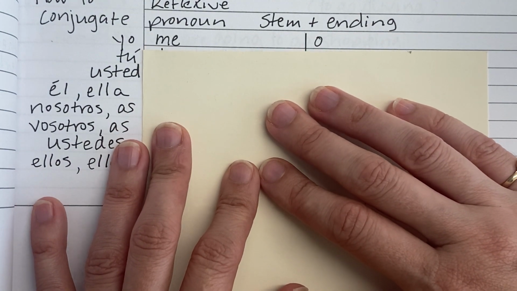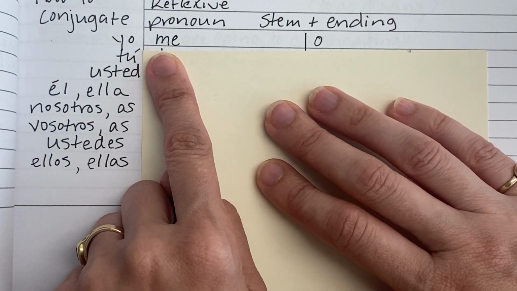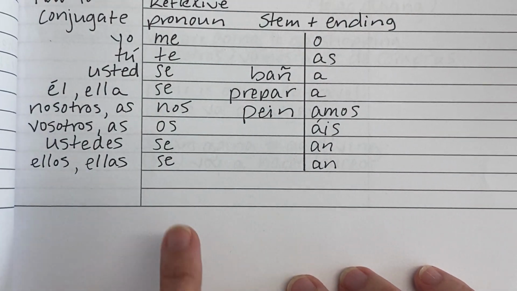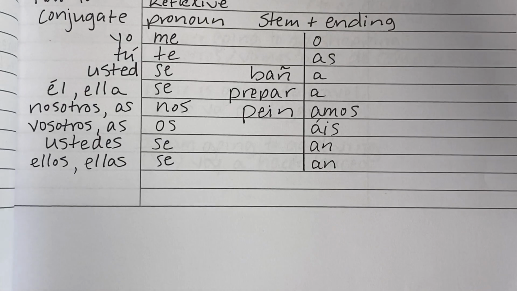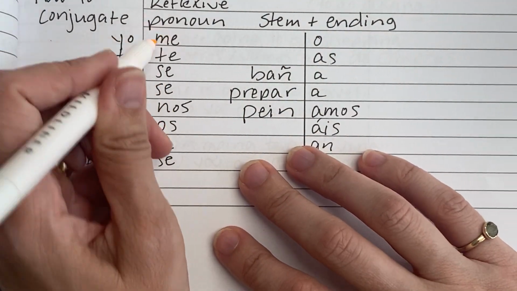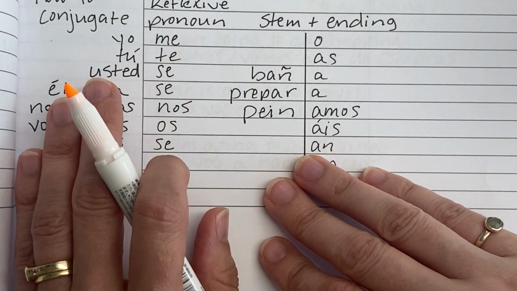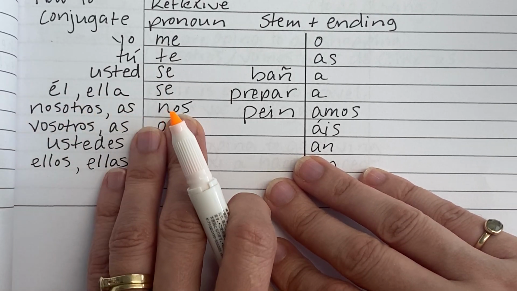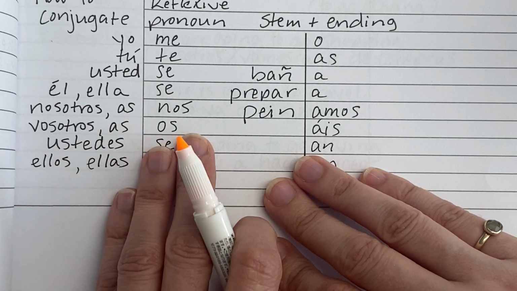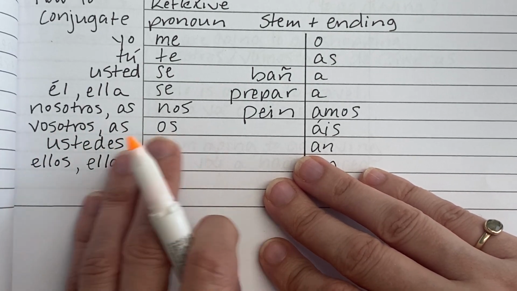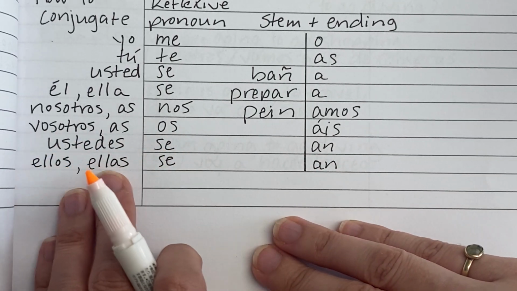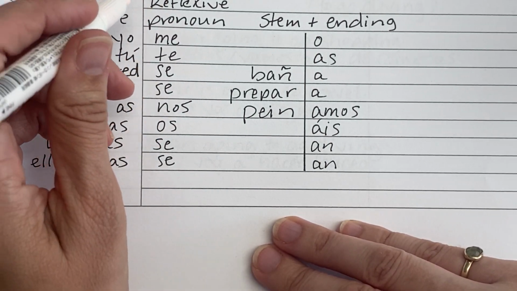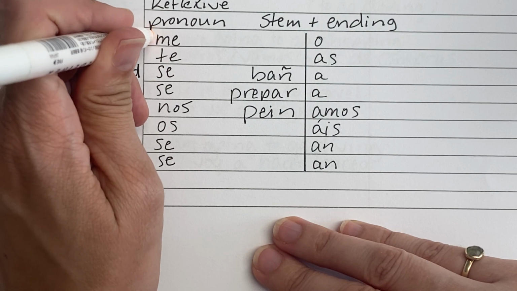So the reflexive pronoun is, well, here, I'll just show you this whole chart here. Maybe that's easier. So here we have all of the reflexive pronouns. For yo, it's me. For tú, te. Usted, se. Él, ella, se. Nosotros, nosotras, nos. Vosotros or vosotras, os. Ustedes, se. Ellos or ellas, se. So that is step one, is to use those reflexive pronouns.